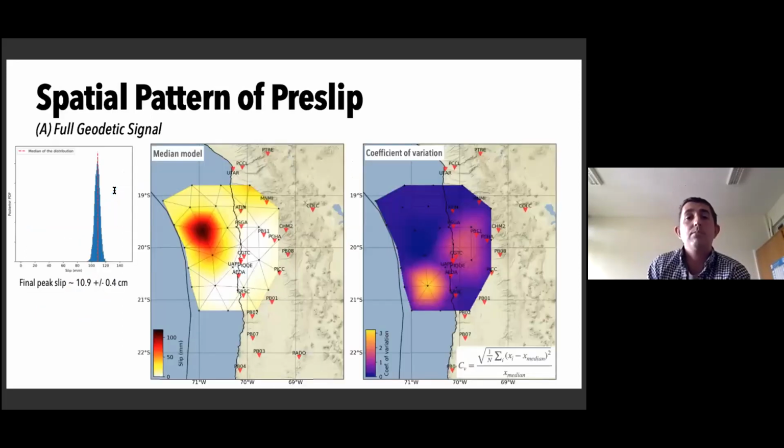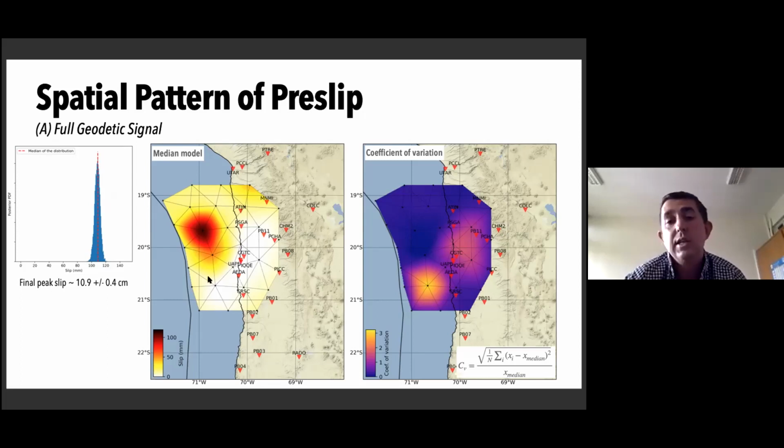And so now let's come to the results that we have. I'm going to start by showing you the spatial pattern of preslip, and I'll show you some snapshots after that. This is the cumulative slip just on the day before the main earthquake, using the full geodetic signal, the signal that is not corrected for the foreshocks. So it records both seismic and aseismic slip in some sense. And this is the median model that I'm showing you here.